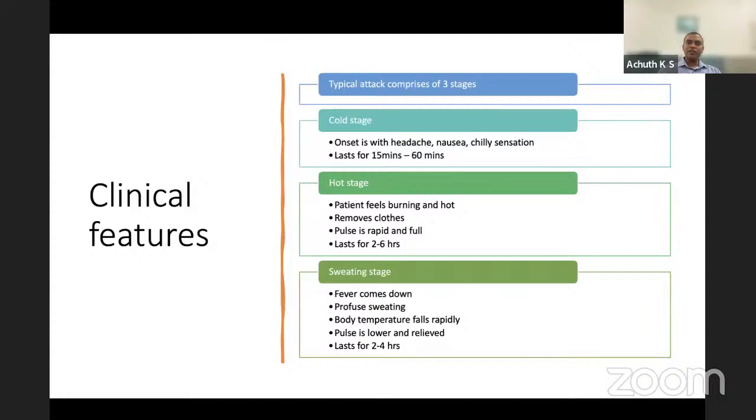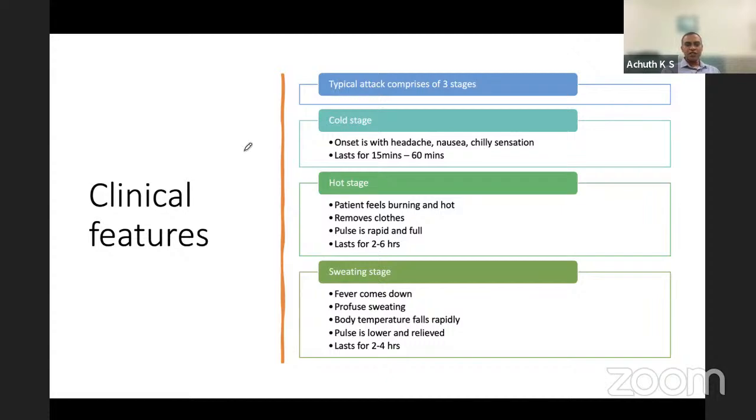Now, coming to the clinical features, which is one of the important, it can come as one of the short answers: give the clinical picture of malaria. It happens in 3 phases: cold stage, hot stage, and sweating stage. First, during cold stage, there is onset of headache, nausea, and chilly sensation, which lasts for 15 minutes to 1 hour. Individual feels like wearing sweaters, covering himself with thick blankets, bed sheets, etc.